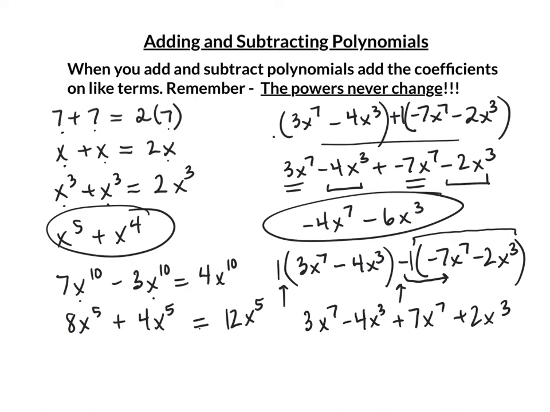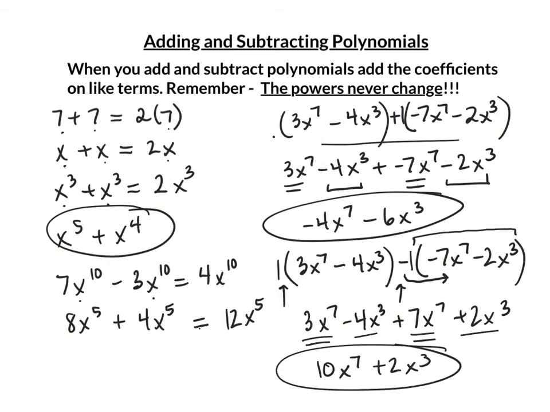Now I'm going to combine like terms. Positive 3x to the 7th and positive 7x to the 7th make 10x to the 7th. Negative 4x cubed plus 2x cubed. Negative 4 plus 2 is positive 2x cubed.